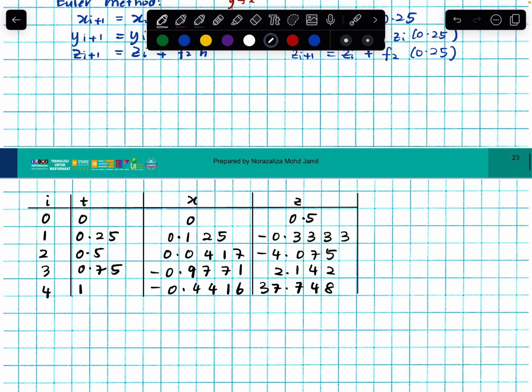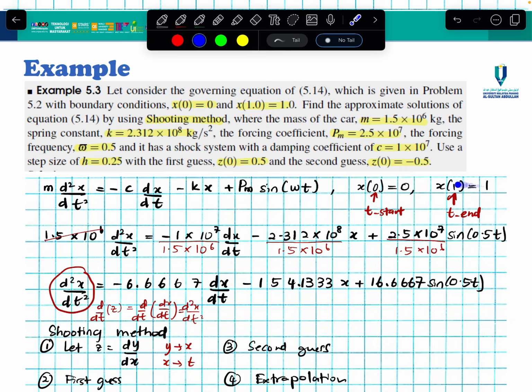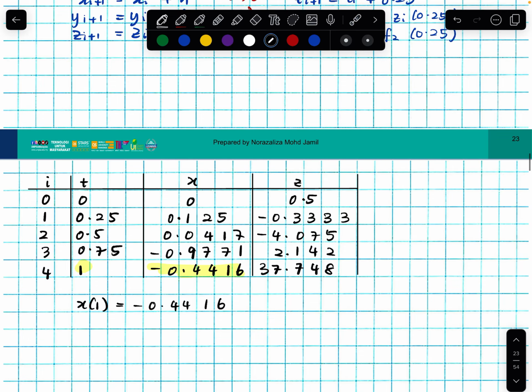Okay, after you finish the table, look at the last value. When t equals 1, you will get this. So you can write x at t equal to 1 is negative 0.4416. And what is your desired result? At the end point, you should have x(1) equal to 1. Is it equal to 1? No, so you put a slash. It's not equal to 1.